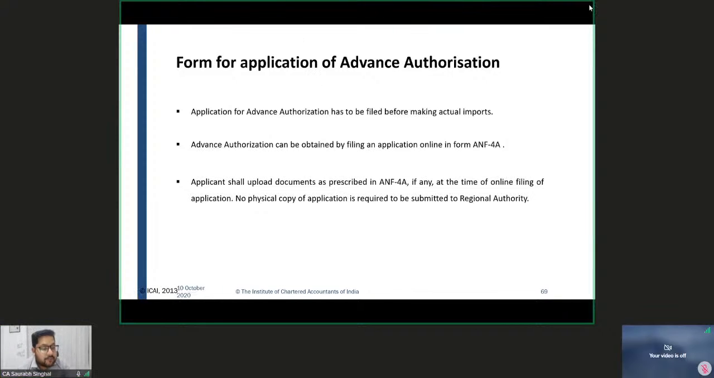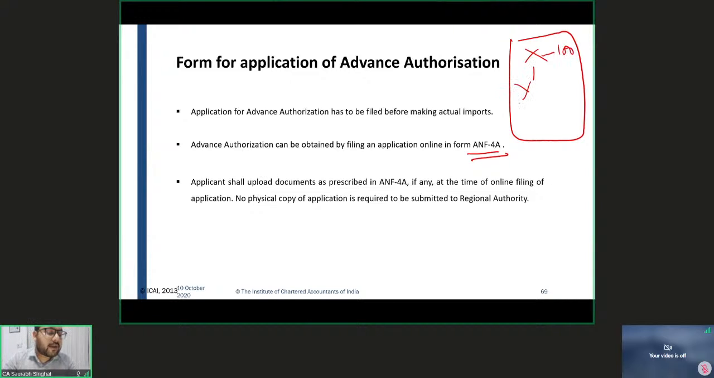What is the form for applying for advance authorization? Advance authorization obviously has to be applied before you start the import and the export process. It is to be applied in Form ANF 4A. So you go and file an application in ANF 4A before the DGFT and say that I want to export goods X of quantity 100, for which as per CON norms I would need Y, Z and W of quantity 30, 20 and 50 of HSN so and so, and this HSN will be so and so, and please grant me advance authorization.